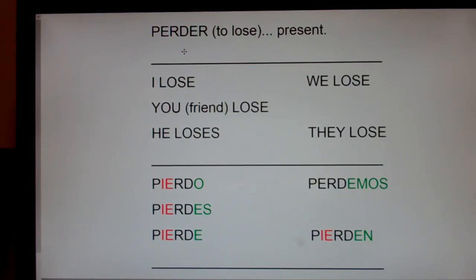So you could say we keep our letters. This E stays the same because we keep our letter. And it's EMOS because it's an ER verb and we keep our letter. Hopefully that clears up perder, to lose, in the present.